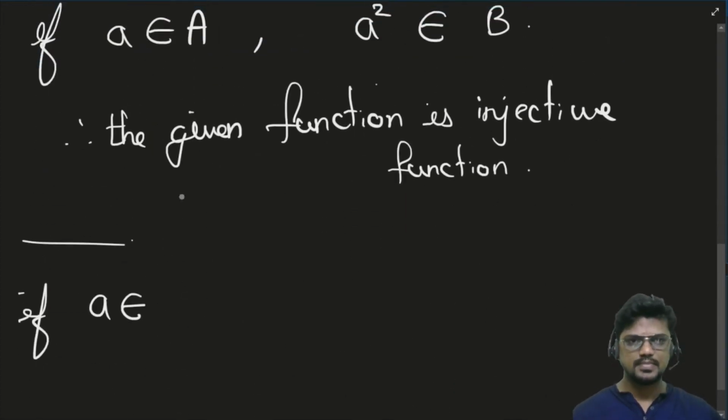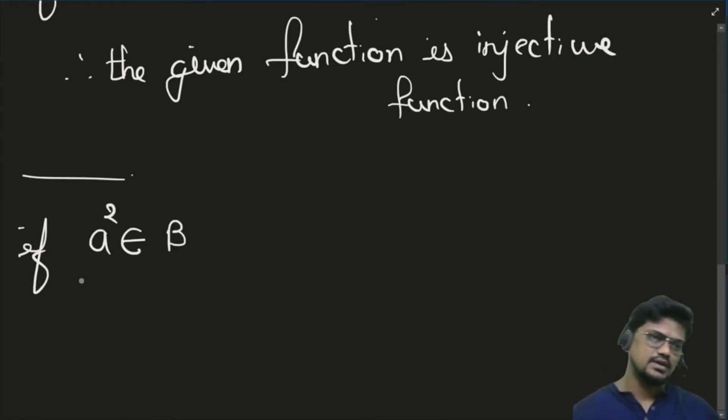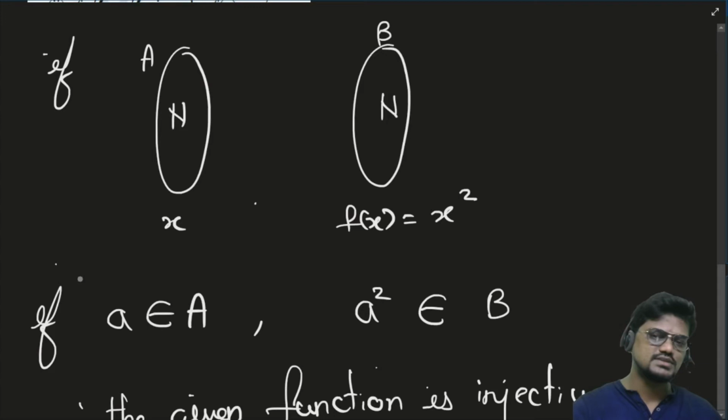Now the next, if a square belongs to B, let us say, I'll give you an example.